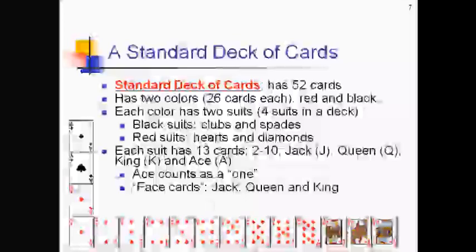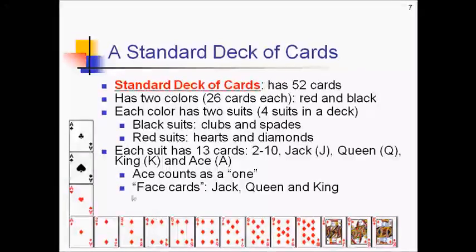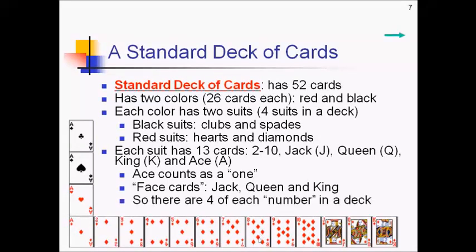Now again, I only displayed all of these for the diamonds, but in fact, there is also, for example, a 7 of clubs, and a 4 of hearts, and a queen of spades. So they all have these 13 cards, which means that each of these numbers has 4 different versions of it in a deck. So that's a little bit of a rundown of a deck of cards. Now let's do some problems with these.